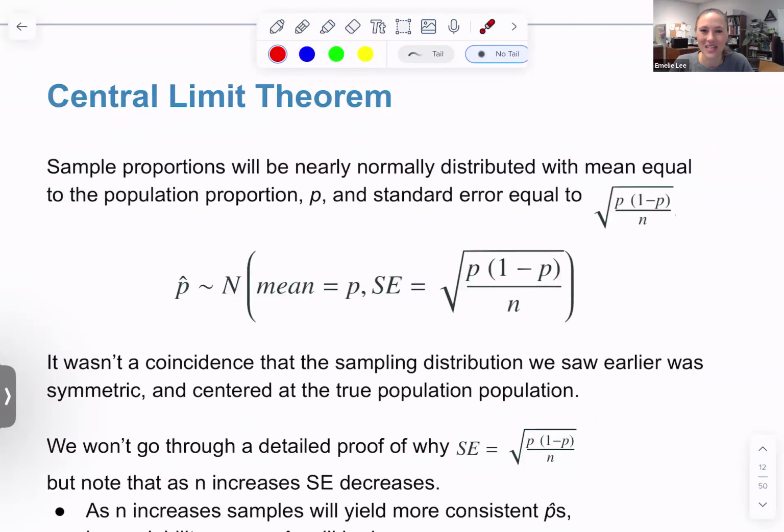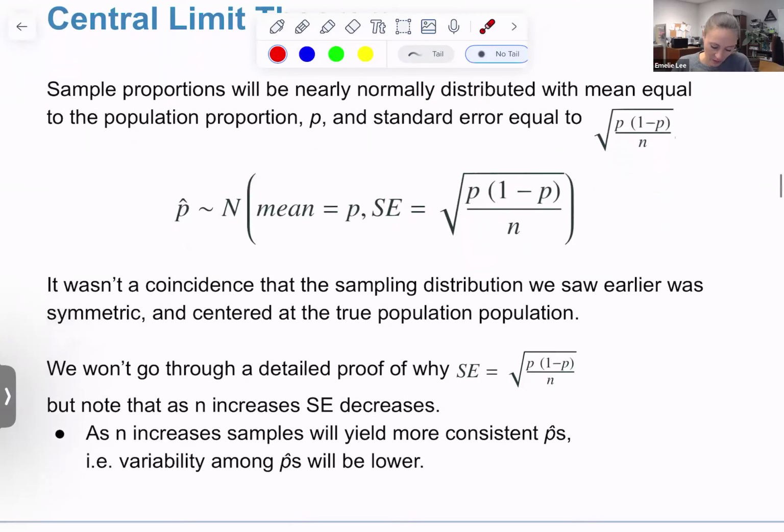So this is called the central limit theorem. It's just as important as it sounds. And so sample proportions, so p hats, will be nearly normally distributed with a mean equal to the population proportion p and a standard error equal to p times 1 minus p over n, and then take the square root of that.